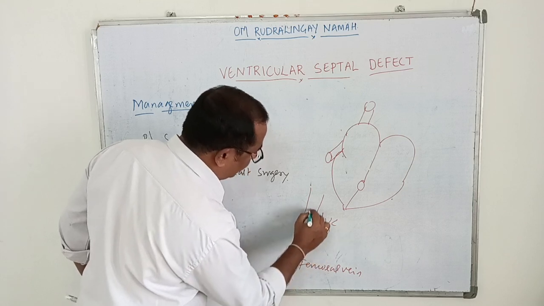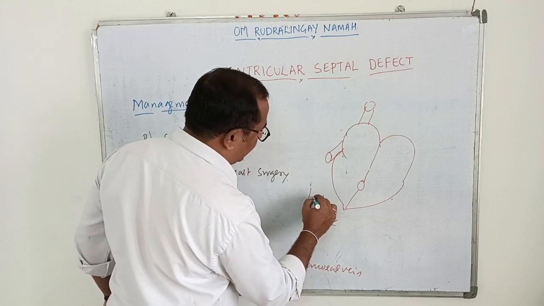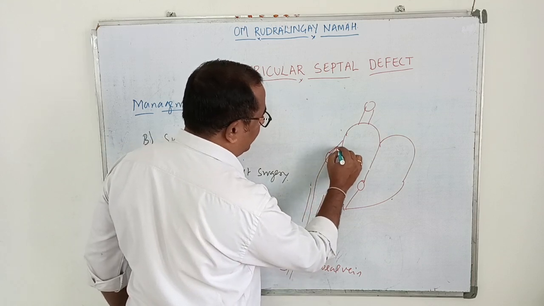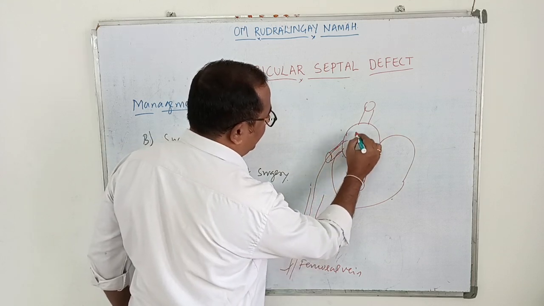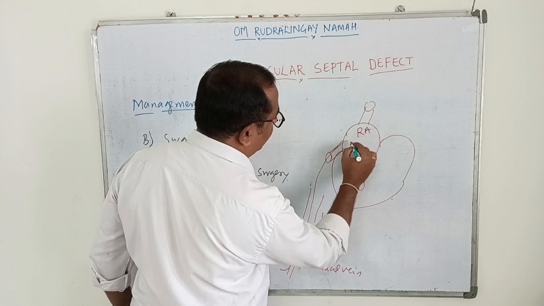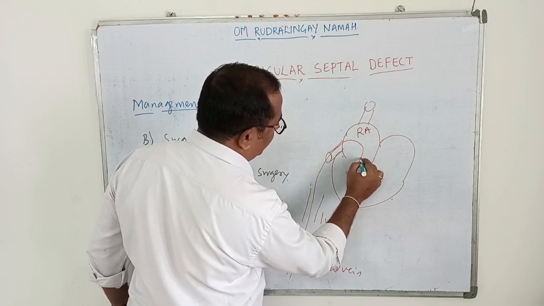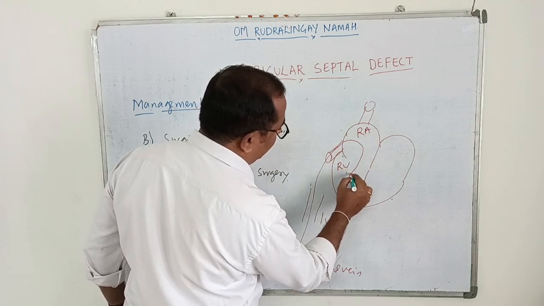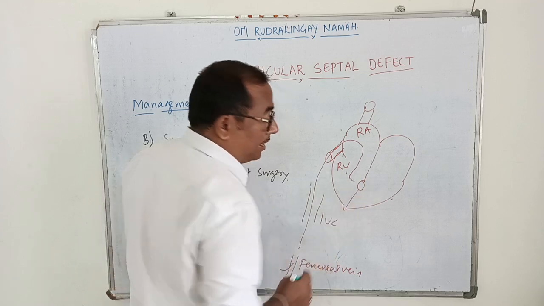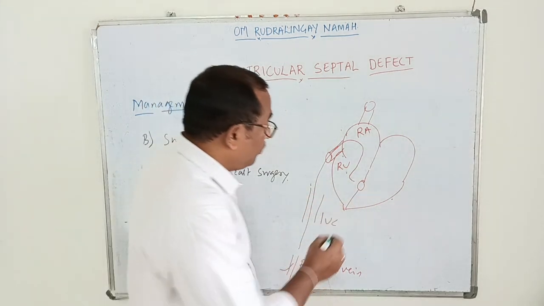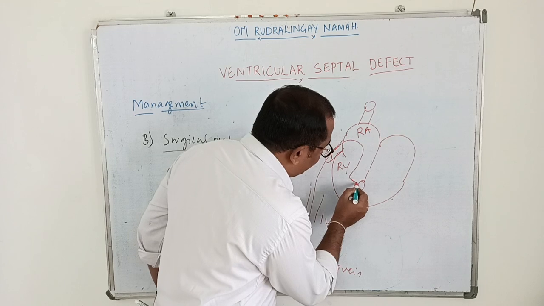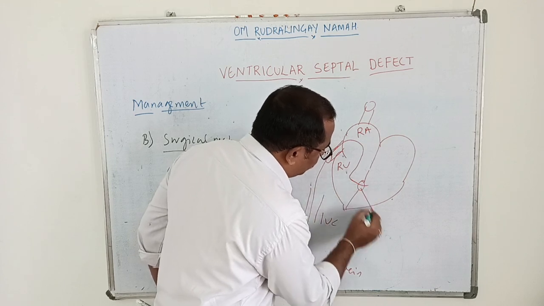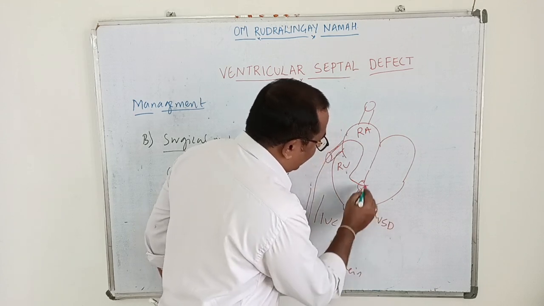The catheter is advanced up to the inferior vena cava, and then through the inferior vena cava into the right atrium, and then the catheter is advanced to the right ventricle. And then what happens here? This catheter should be tipped with one occluder. This occluder is passed through this defect, the ventricular septal defect.